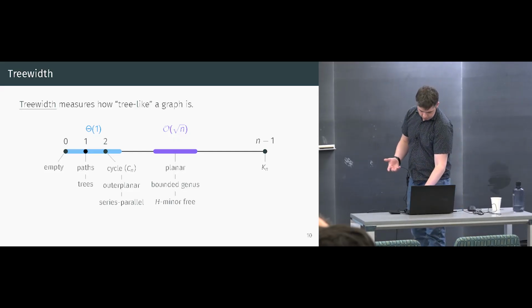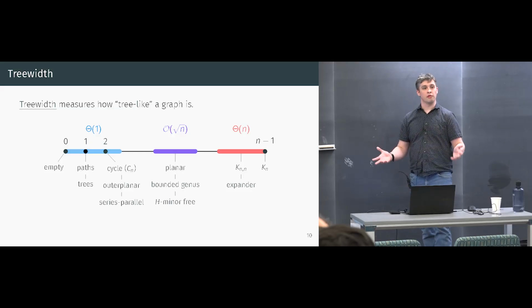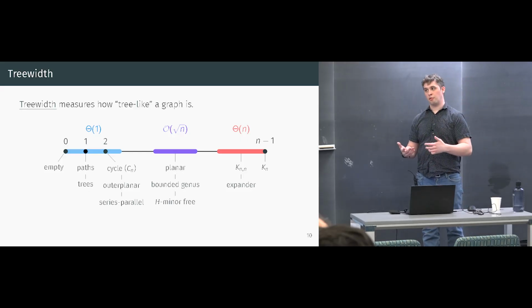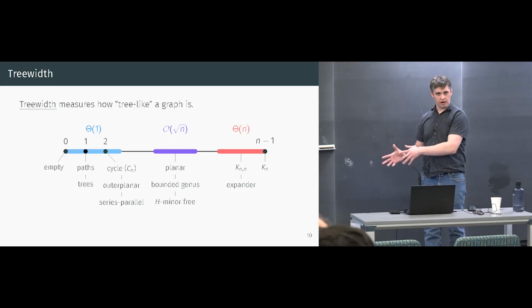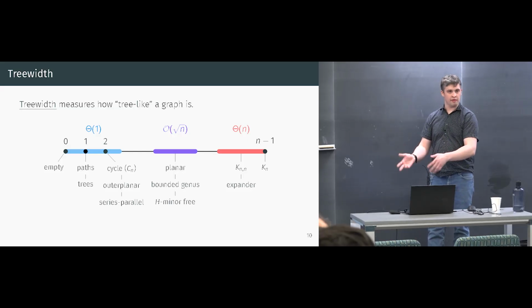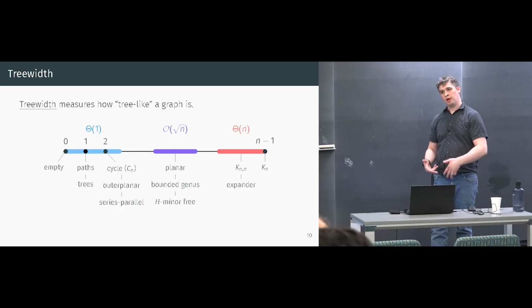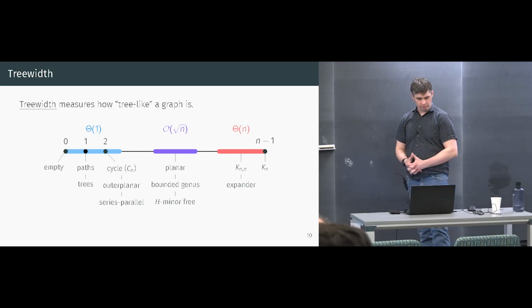And then there are graphs that are just too general, like a complete bipartite graph or an expander, and there the tree width is order n. So for those graphs, we're not expecting a speedup, but for planar graphs, cycles, series parallel graphs, all those, we should be able to solve the system faster.